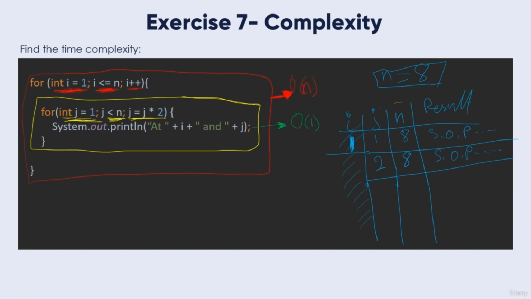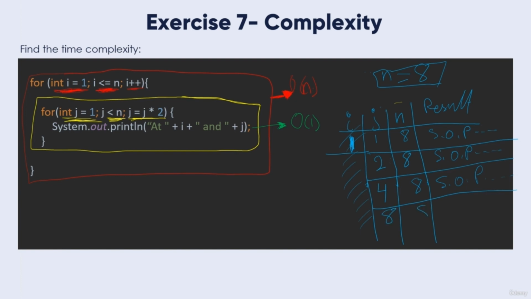Now, going up, j is increased by j: the old j is 2 here, times 2 is equal to 4. So 4 is j. We check the condition: j is 4 and n is equal to 8. So 4 is less than 8. Yes, go and execute the statement. System.out.print. Again, j is multiplied by 2. So 4 times 2 is equal to 8. j is equal to 8 now.